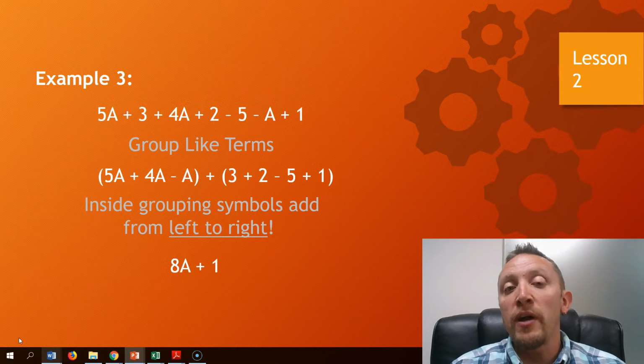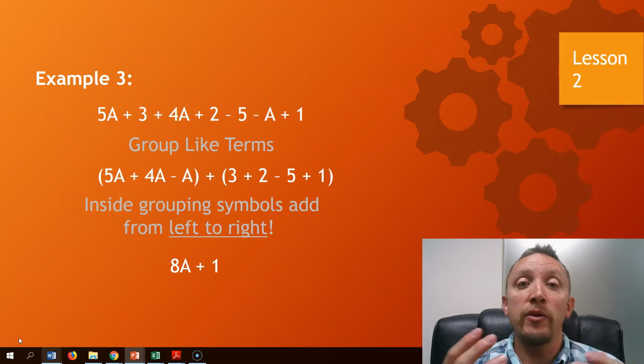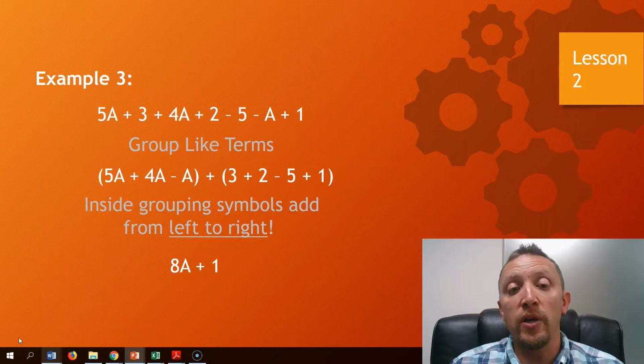And on the right side, we'd have 3 plus 2, which is 5. Then we take away 5, so now we're down to 0. Then we add 1 to 0 and we get 1. So the final expression would be 8A plus 1. So that's how we would do some problems. You're going to see problems like that in your homework assignment.